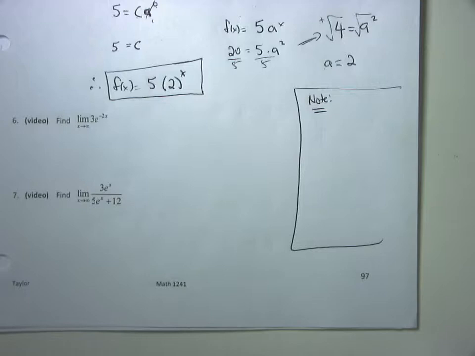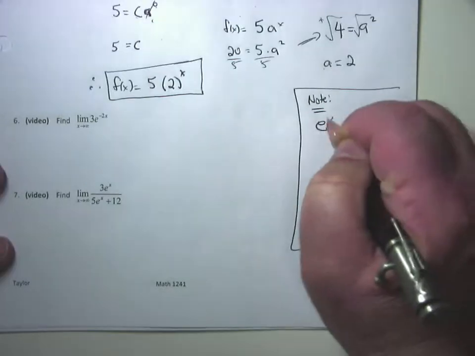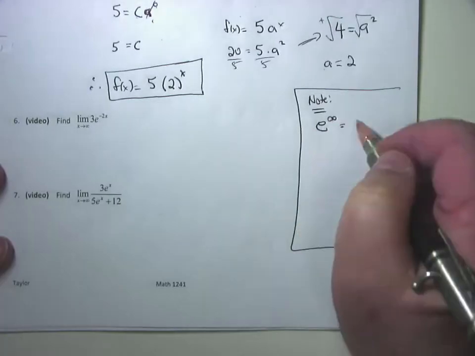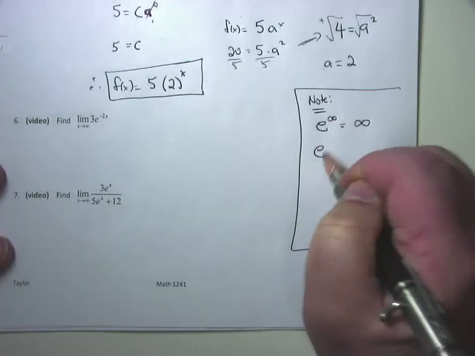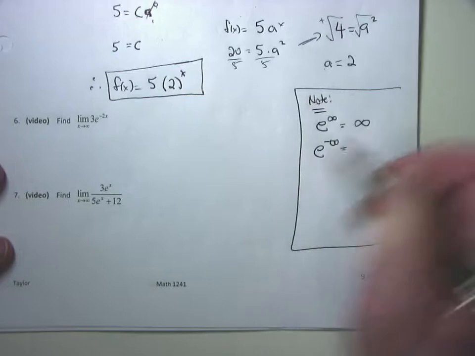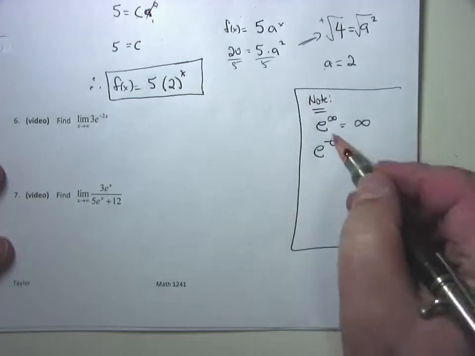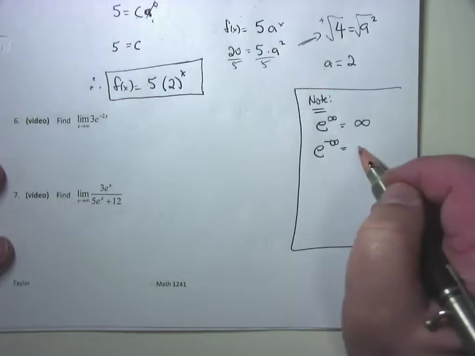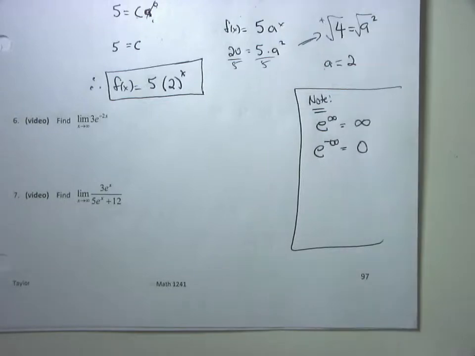Here's the deal. e to the infinity. e is 2.71828. When you raise it to the infinity, you get infinity. However, e to the negative infinity, negative exponents go on the bottom. This is 1 over infinity. 1 over infinity is 0. These are your properties, the limit properties I did a few minutes ago, just rewritten for you guys.